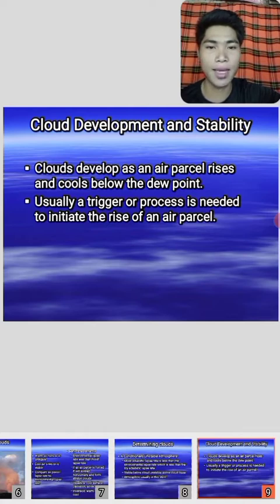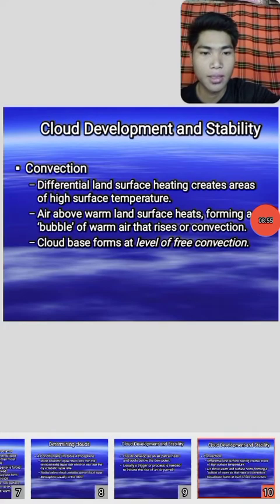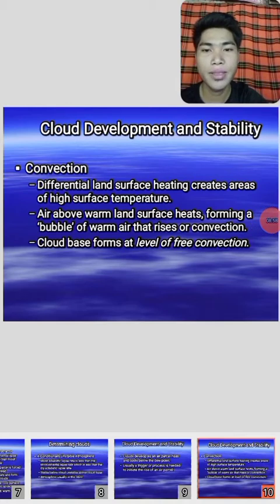So clouds develop as an air parcel rises and cools below the dew point. Usually a trigger or process is needed to initiate the rise of an air parcel. So cloud development and stability: convection, differential land surface heating creates areas of high surface temperature, and air above warm land surface heats, forming bubbles of warm air that rise in convection. So cloud base forms at level of the free convection.